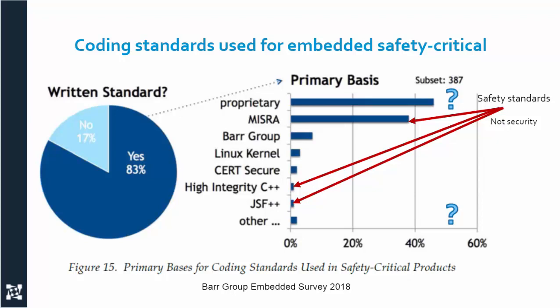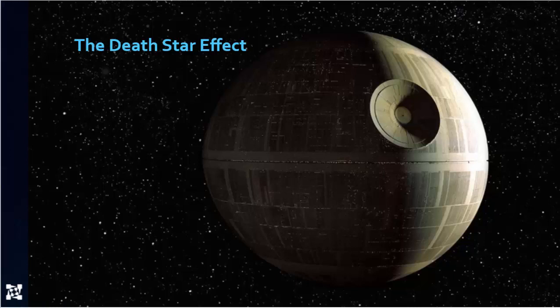And 20 years ago, 25 years ago, 30 years ago, I saw a lot of companies that literally just had to build their own coding standard. Today, we have some really great solutions out there. In particular, we're going to look today a little deeper at MISRA and CERT because they're both really great, well-adopted standards. The other thing I like to talk about is what I call the Death Star effect.